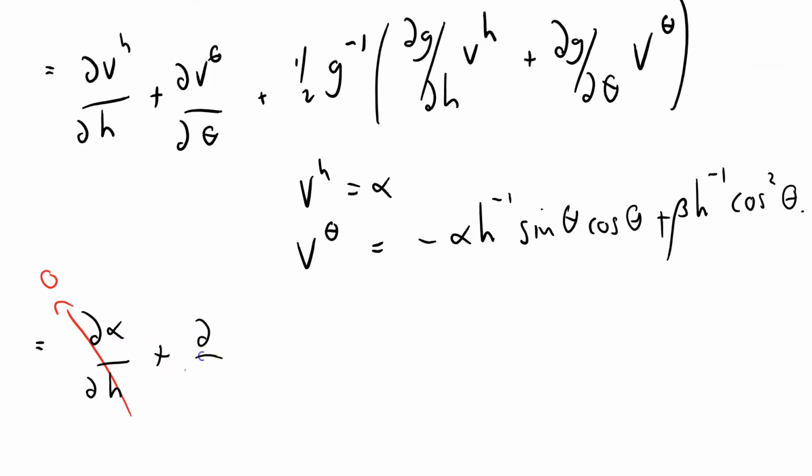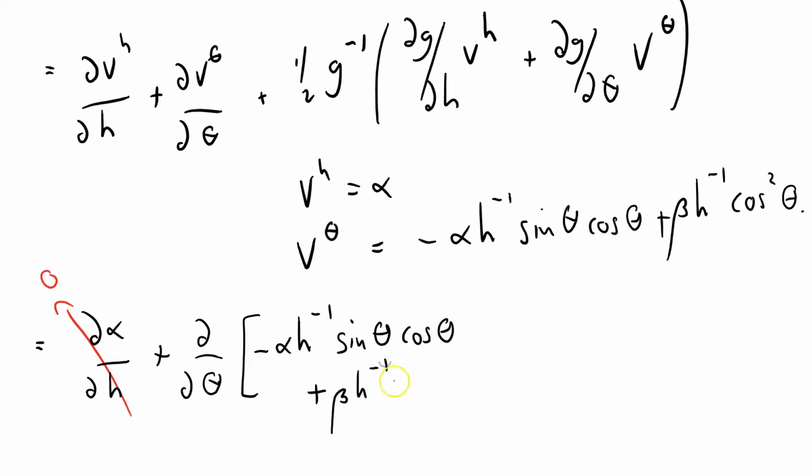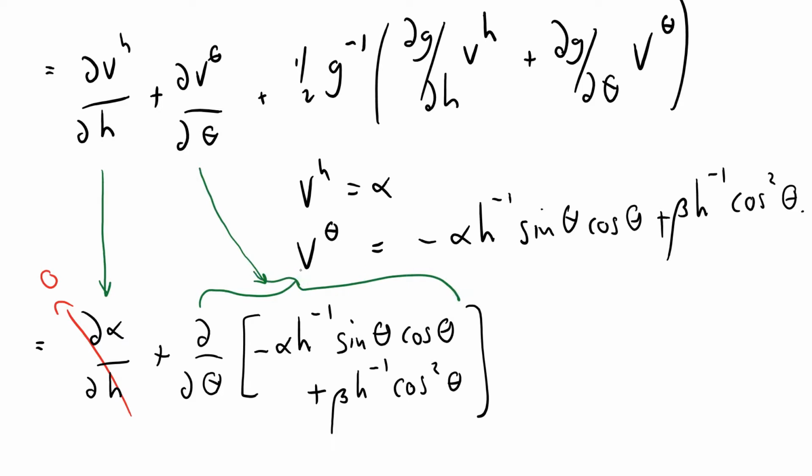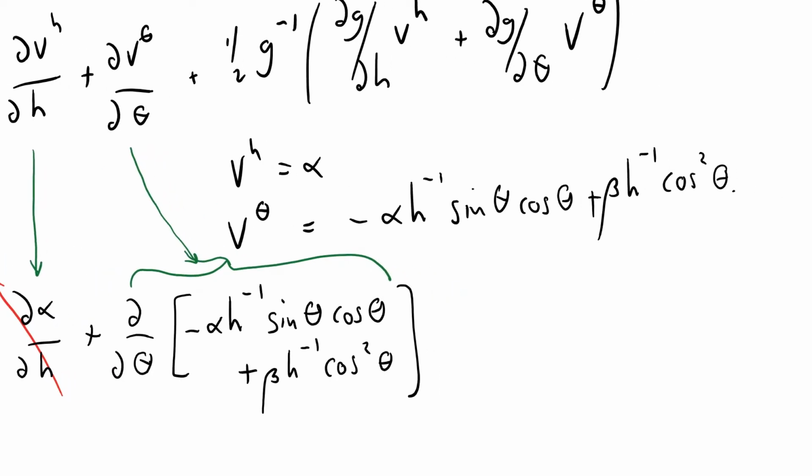Plus ∂/∂θ of minus α h^-1 sin θ cos θ plus β h^-1 cos squared θ. Is that right? Yeah. That's that term there. Maybe I'll connect them in a different colour. Let's try green. That goes there. This term is this one here. That term there. I'm going to have to cross over myself, aren't I? Back to black.